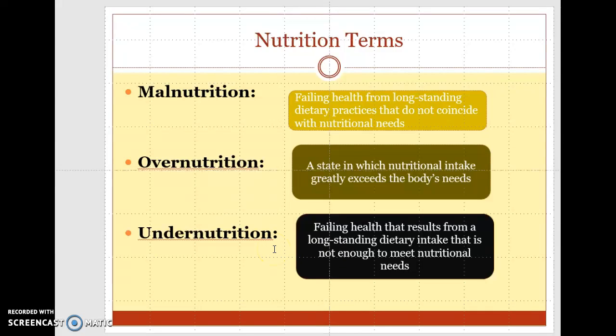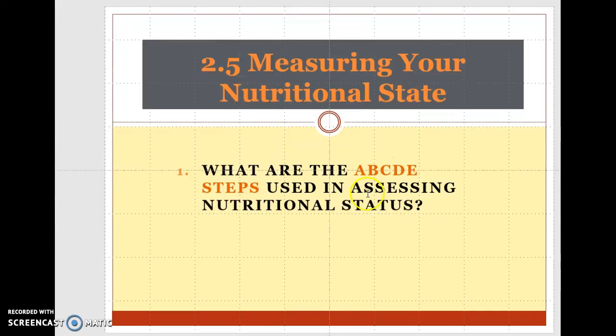So we could be at any of these situations. Even if we're normal weight, we could still be in the condition of over or undernutrition. It doesn't necessarily mean underweight. So what we're looking at here is measuring what our nutritional state is. Like how do we determine where we're at?